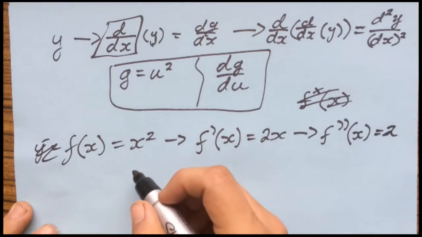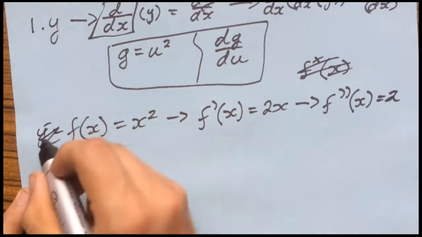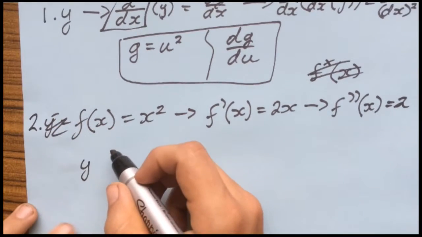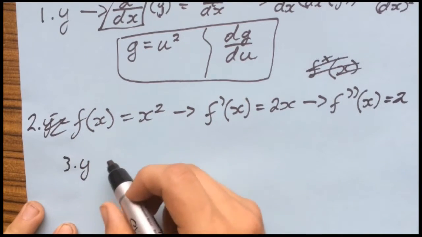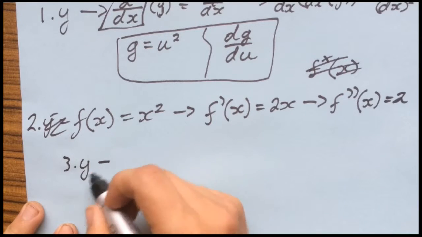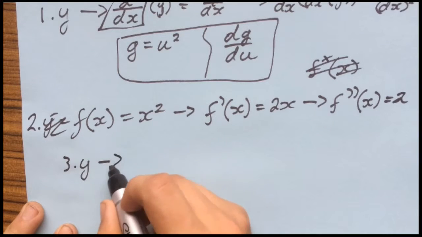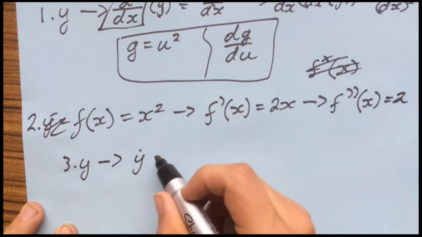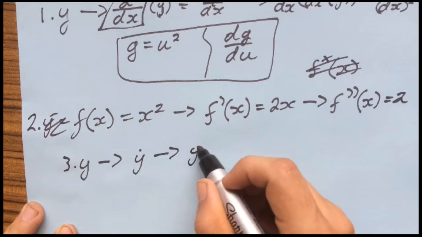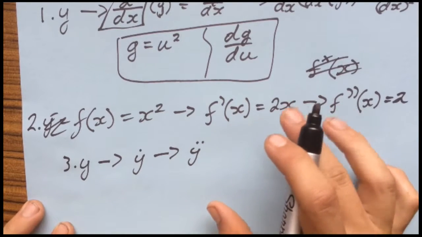And then Newton's notation is, I'll number these. Newton's notation is simply y, like the letter of the function, and then when you derive it, he just simply puts a dot. And then he derives it again, puts a dot dot to know how far he's gone through.